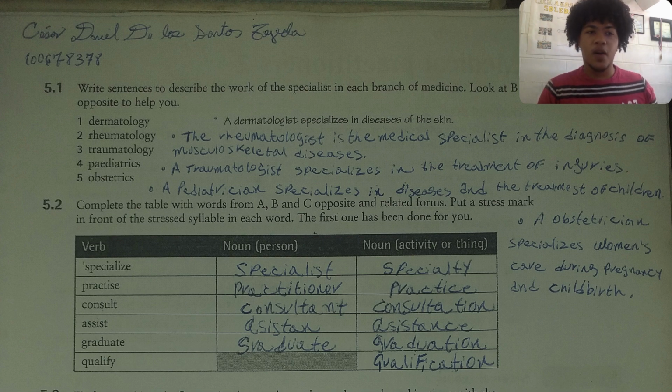Number 5, Obstetrics. An obstetrician specializes in women's care during pregnancy and childbirth.